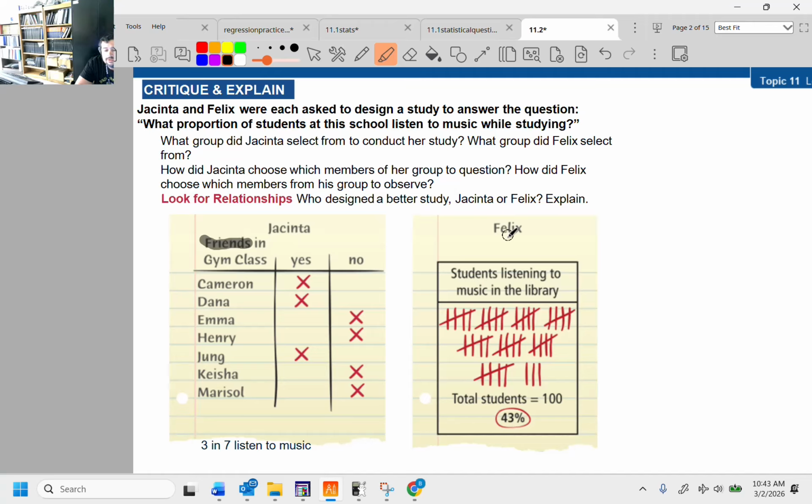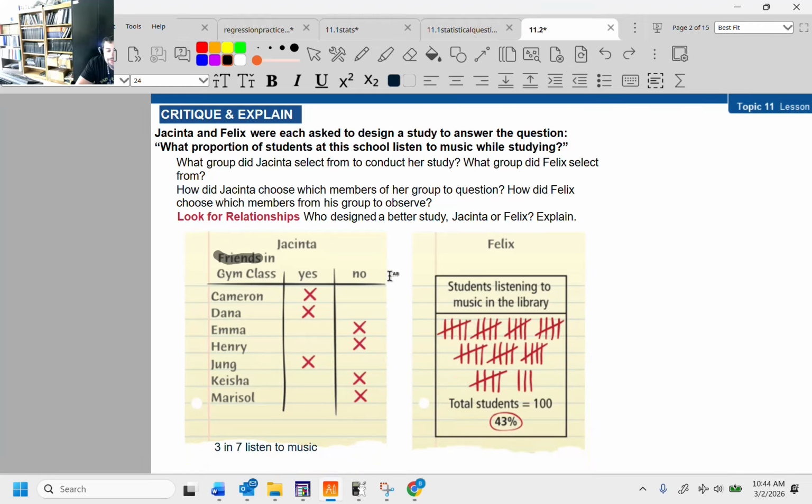Felix went to students in the library, and the question was, do you listen to music? So students listening to music in the library, most of them were not. About 5, 10, 15, 20, 25, 30, 35, 43. So he only counted 43 of 100 students that were listening to music while studying. Now, both of these kids have issues. So his was 43 in 100.